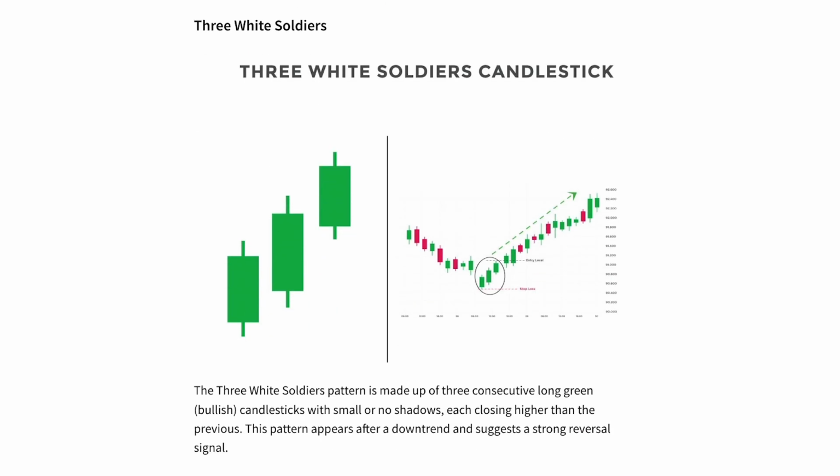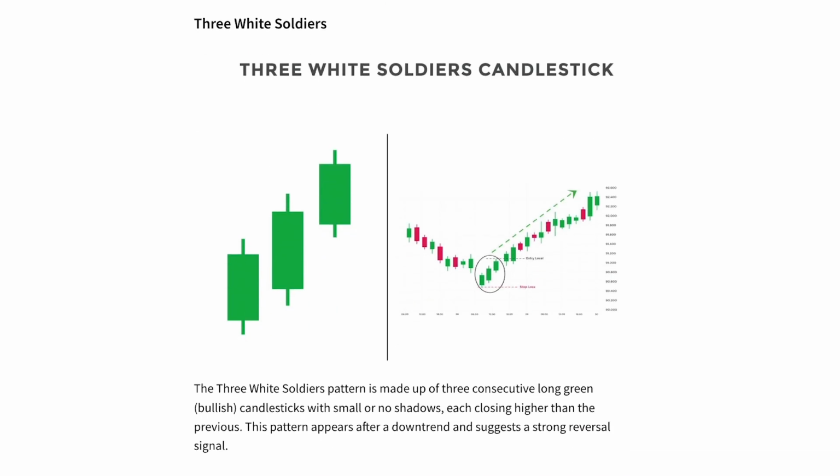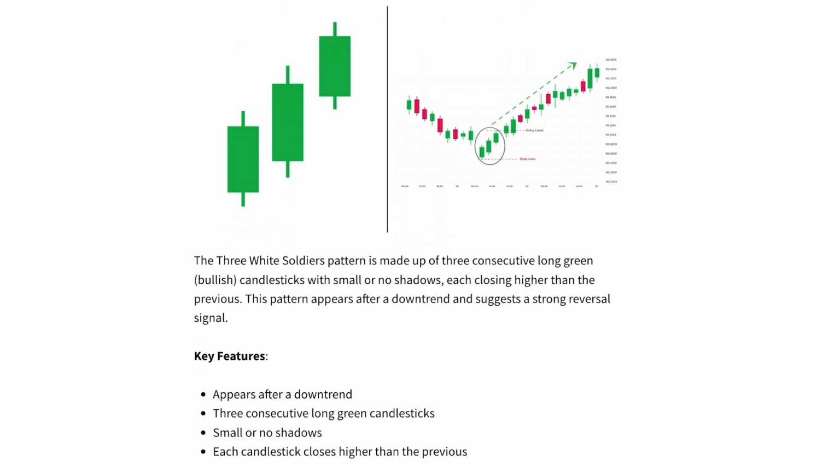The next one we have is three white soldiers, or green soldiers. This is a pattern made up of 3 consecutive long green bullish candlesticks with small or no shadows, and each closing higher than the previous. So you've got higher highs and higher lows, and that is a three white soldiers pattern. That's a positive bullish trending candlestick pattern.